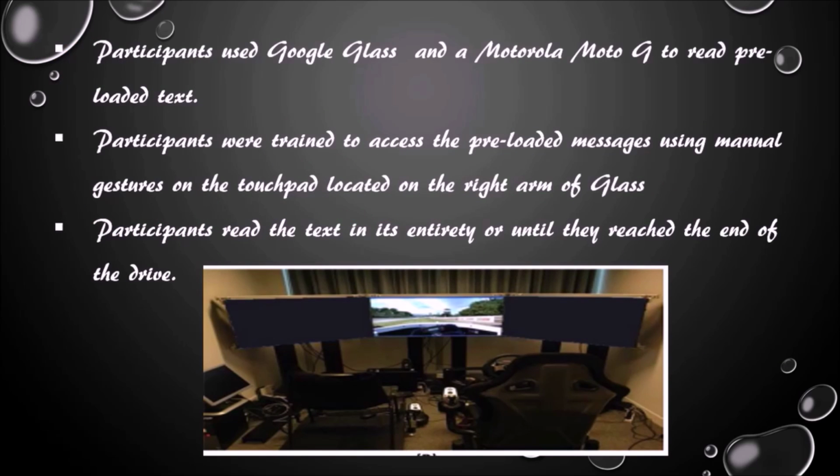Participants used Google Glass and a Motorola Moto G to read preloaded text. Four text messages were loaded on each device. Participants read one text on each device while not driving and one message on each device while completing the LCT, that is, the lane change test. Participants were trained to read the text silently and at their own pace. Participants were instructed to scroll back and reread the message.